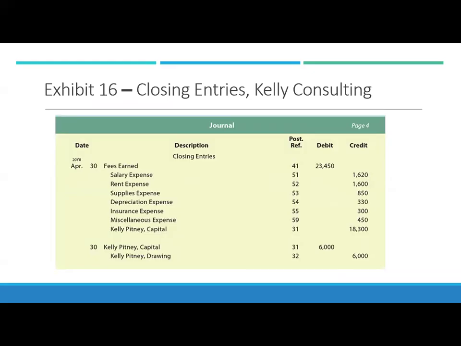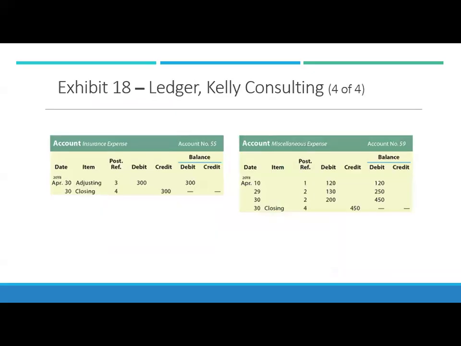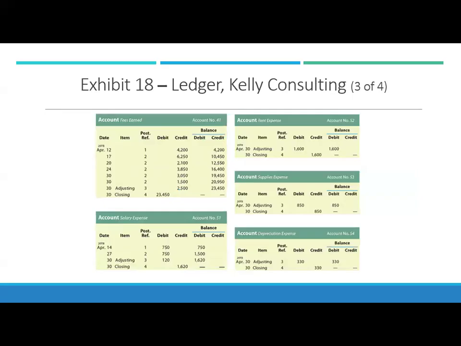And we're zeroing out all of our temporary accounts throughout the period. For example, miscellaneous expense, we had all these random expenses that happened during the period, 120, 130, 200, and then a $450 ending balance. And then we credited it, and now the balance is zero. And it's the same with fees earned. We had all of these different fees earned transactions throughout the period, ending balance of 23,450, a debit to revenue of 23,450, and then ending balances of zero.